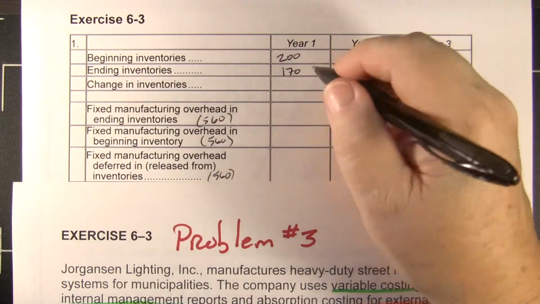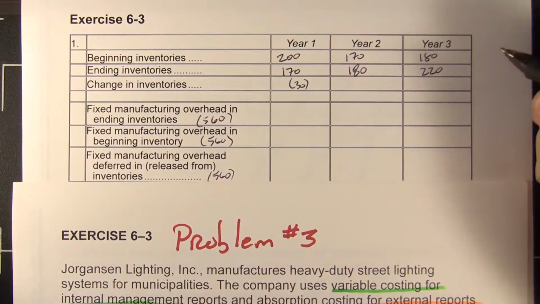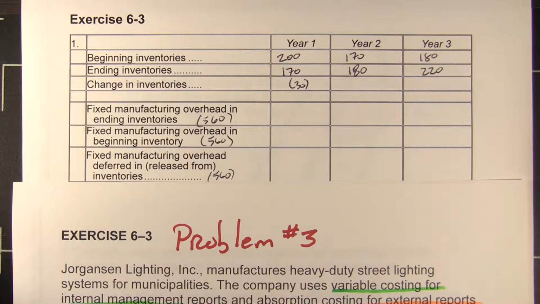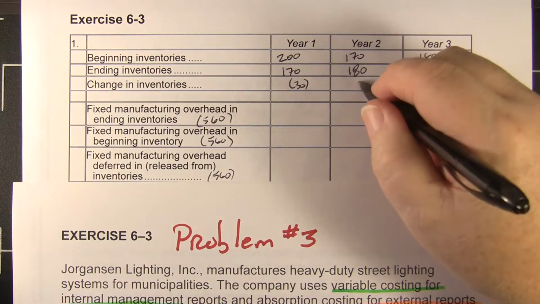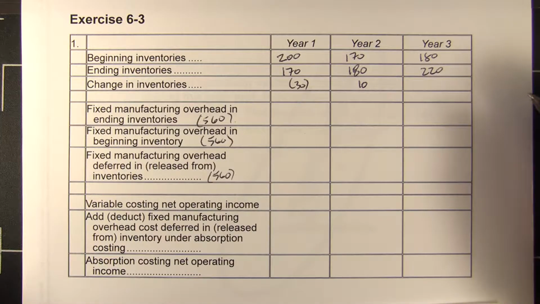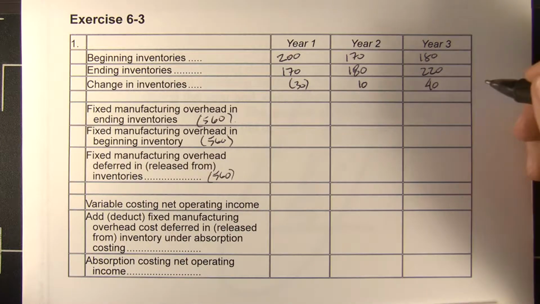The change in the inventory in year 1, our inventory went down 30 units, and each of those 30 units had $560 of fixed manufacturing overhead from another period. In year 2, our inventory went up by 10, and each of those 10 units had $560 of overhead from the period that they were saving. In year 3 it went up by 40, and again each of those had $560 of saved overhead.